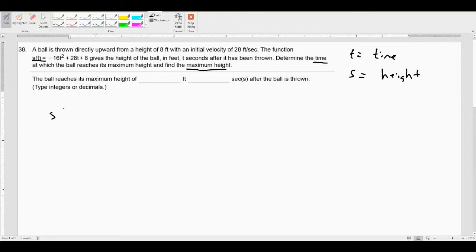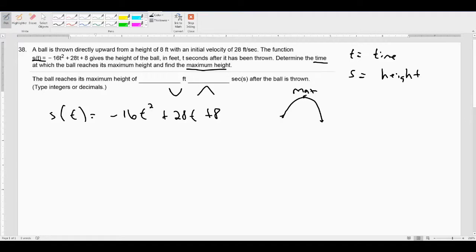So we're taking our function, and since we have a t squared, it's a parabola. Either looks like that or looks like that. Since the a, the leading coefficient or the number in front of the t squared, is a negative, that means it is a maximum. And that point is the vertex. So the maximum is the vertex, or we can use the vertex to find the maximum. So all this is saying is find the vertex.